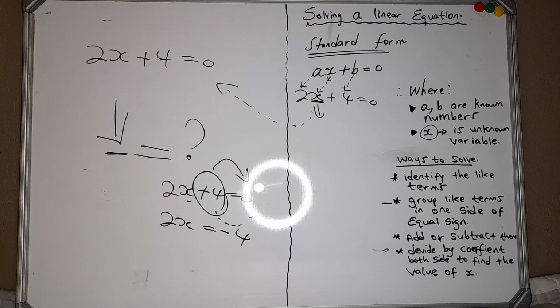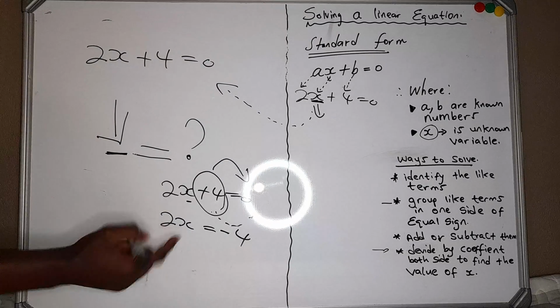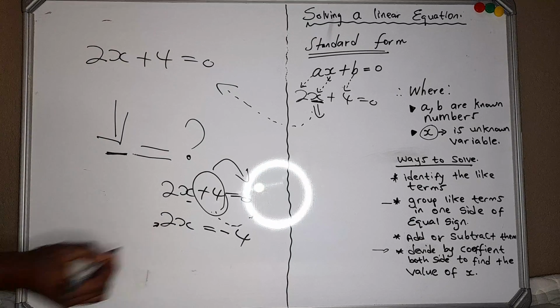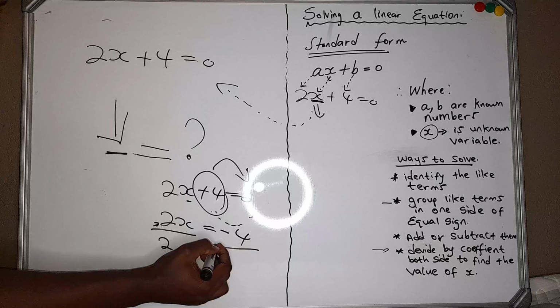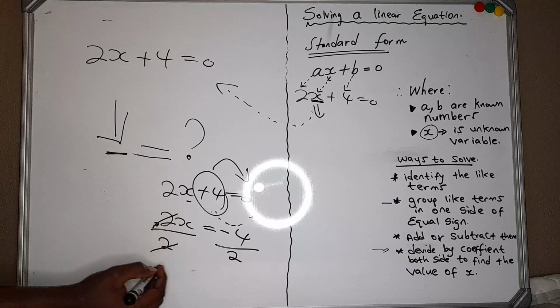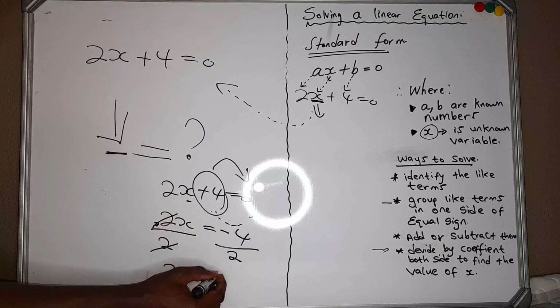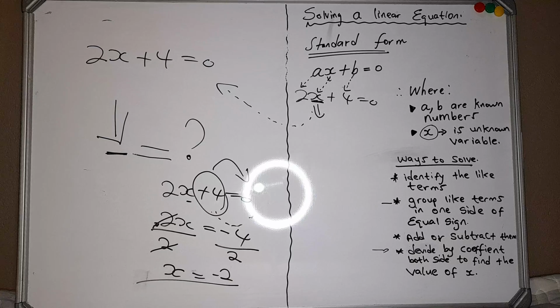For you now to solve for x, because we have 2x, and this 2 is the coefficient, we divide both sides by the coefficient, which is 2. Divide by 2, divide by 2. This one will cancel. x is equal to negative 2. So this is the value of x.